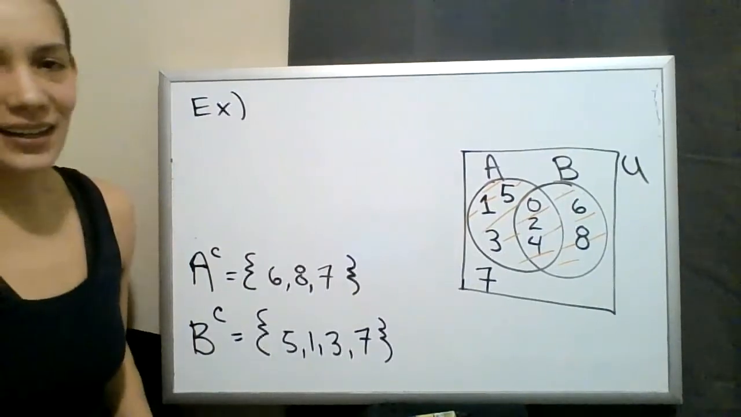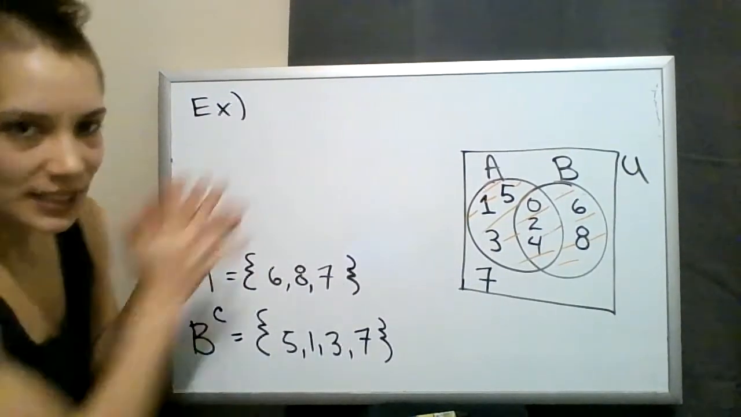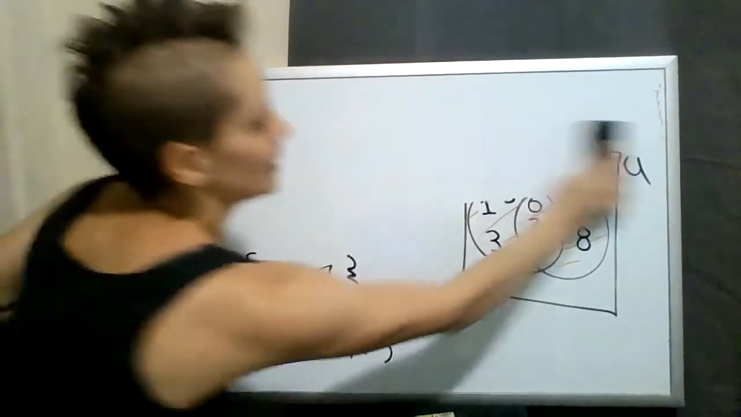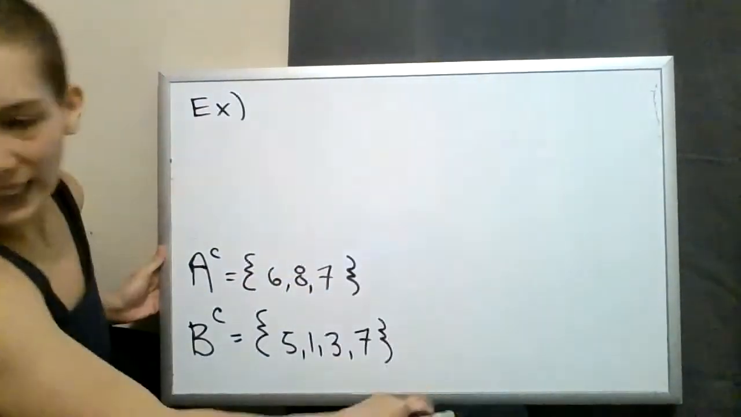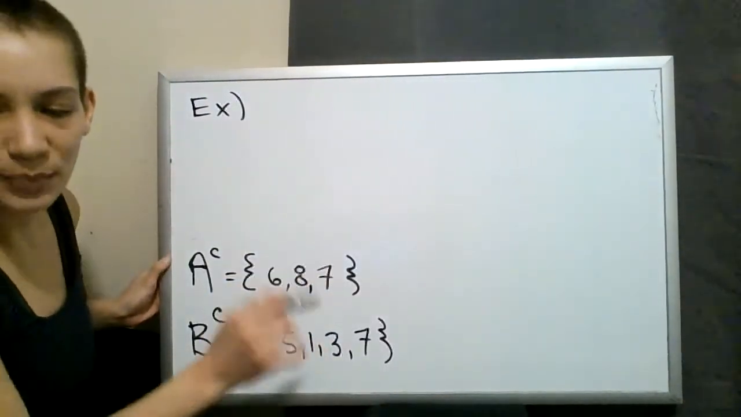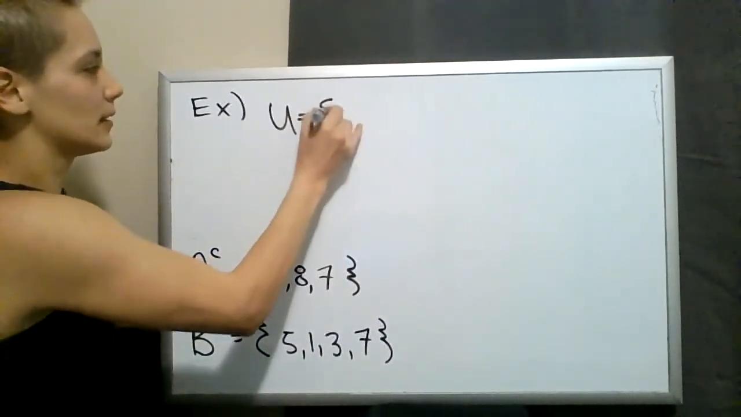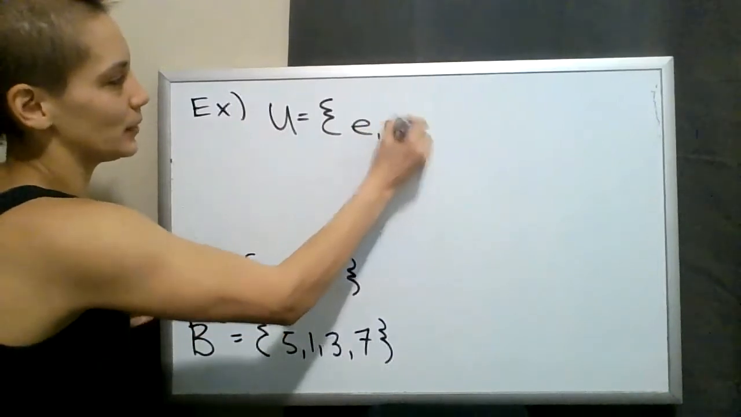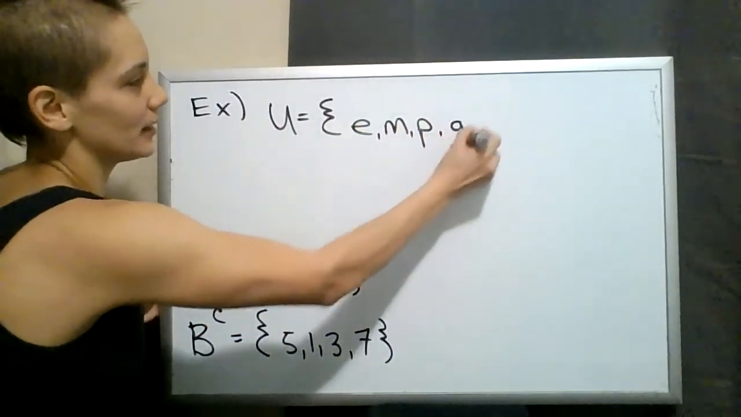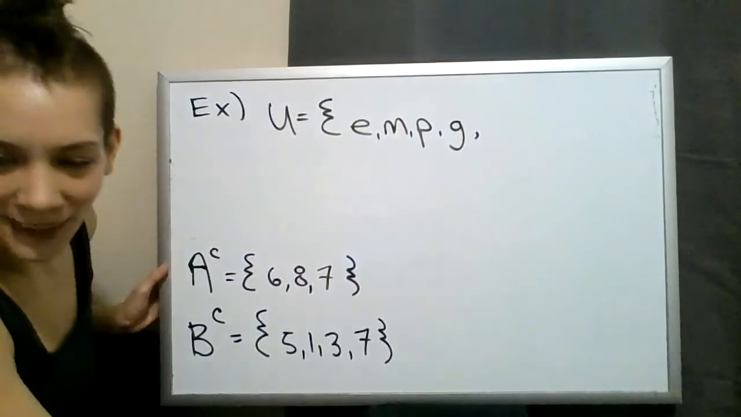Okay. Last one for this type is a universe. It contains E, M, P, G, all lowercase. E, little m, little p, little g, R, Y.